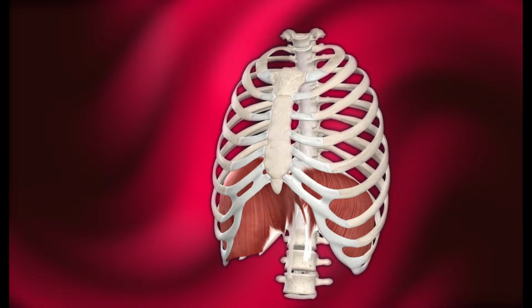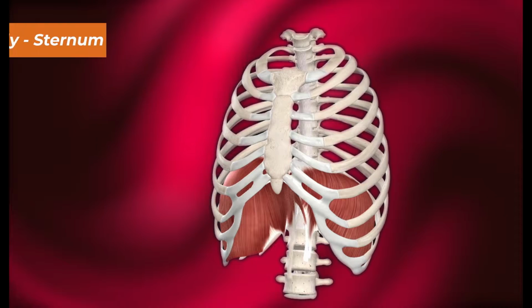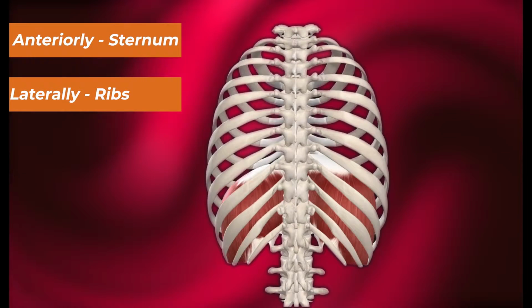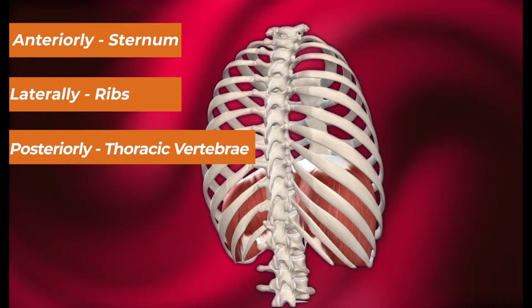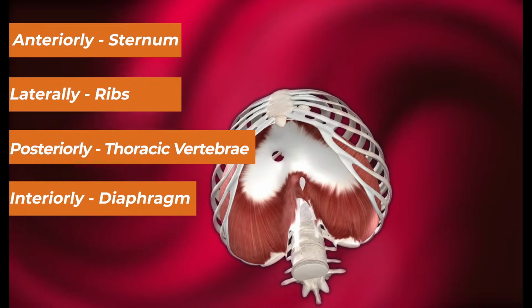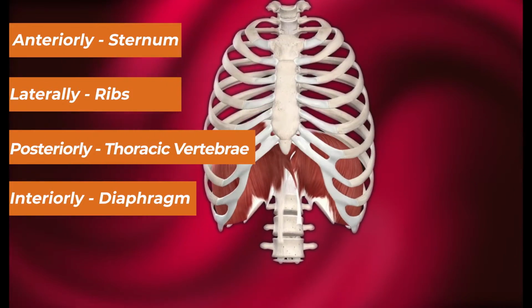Our lungs are situated in an airtight thoracic cavity formed by the sternum anteriorly, the ribs laterally, and the thoracic vertebrae posteriorly. Also, we have the diaphragm inferiorly, forming the inferior wall of this thoracic cavity.